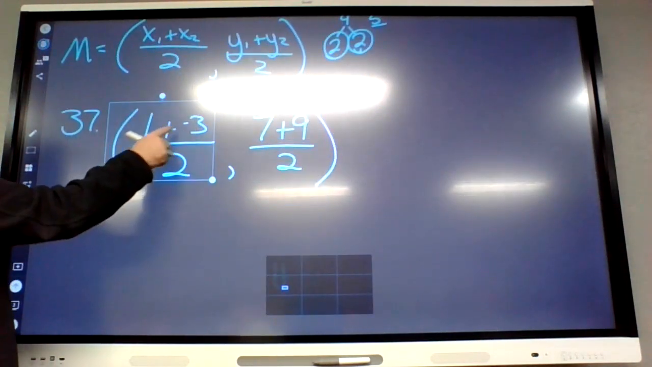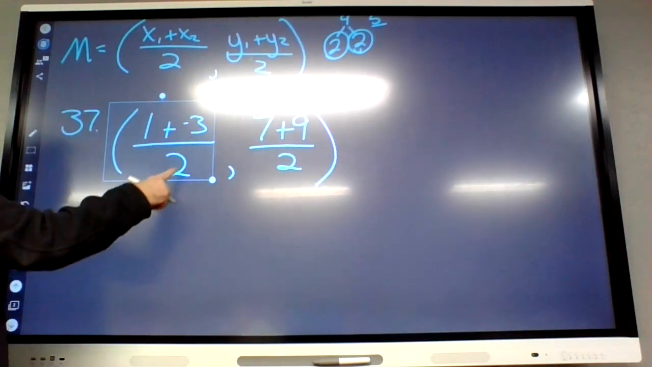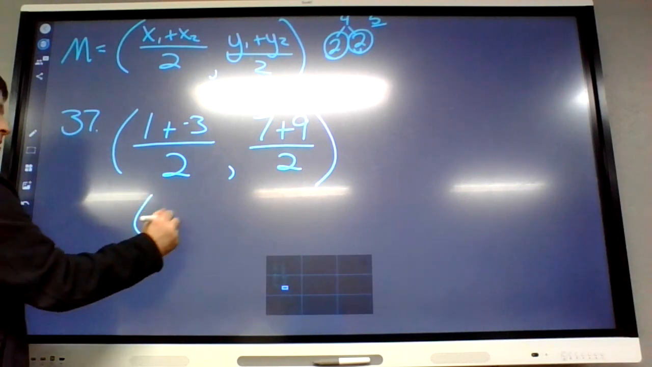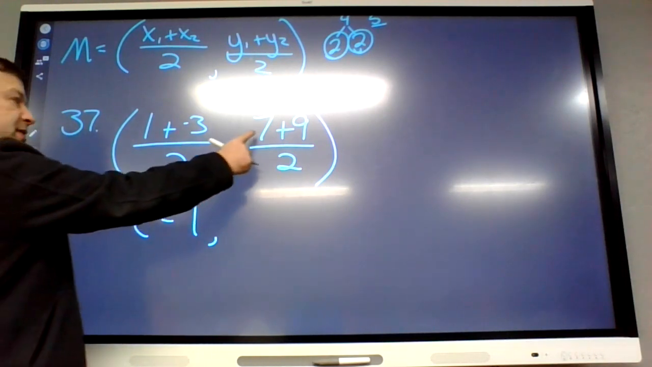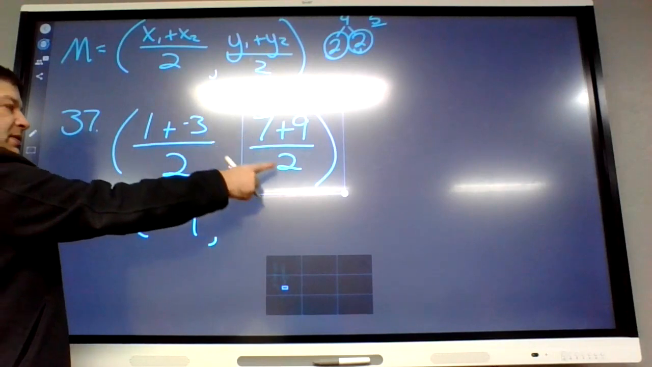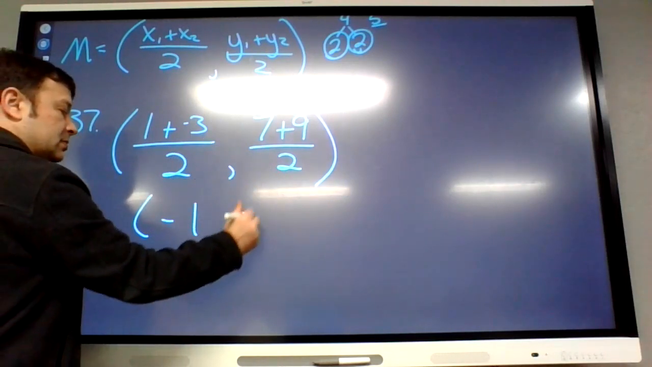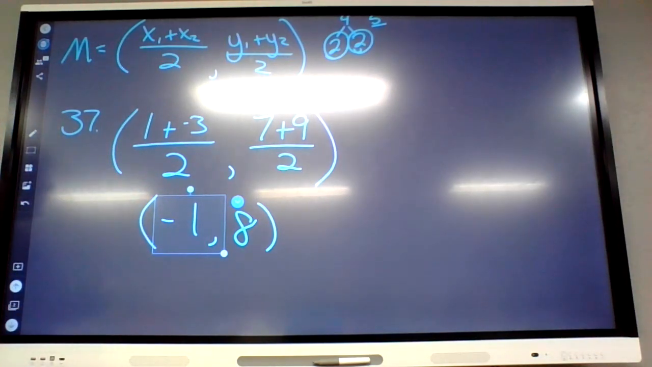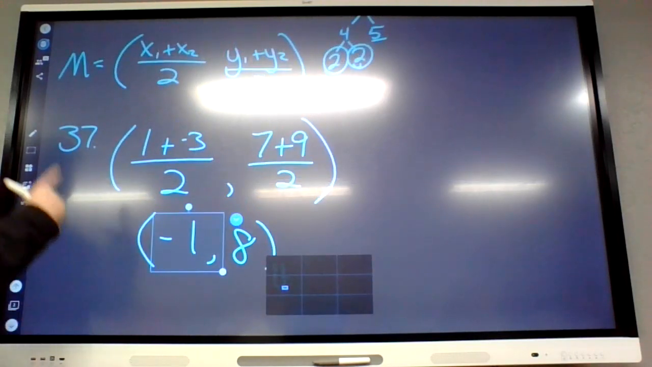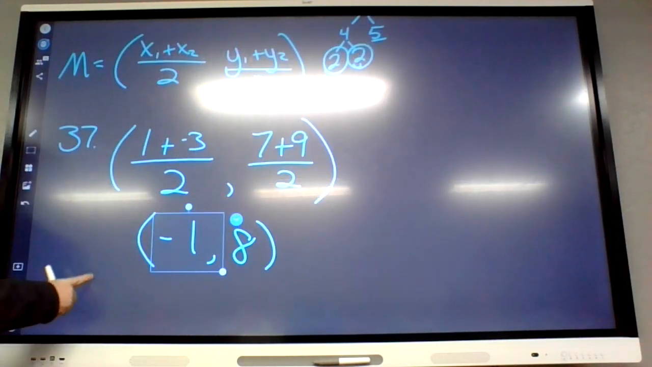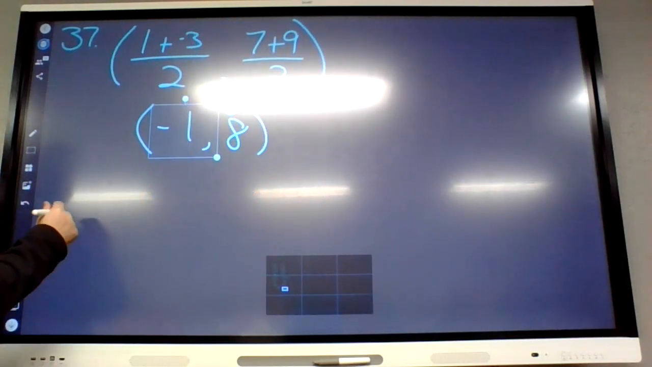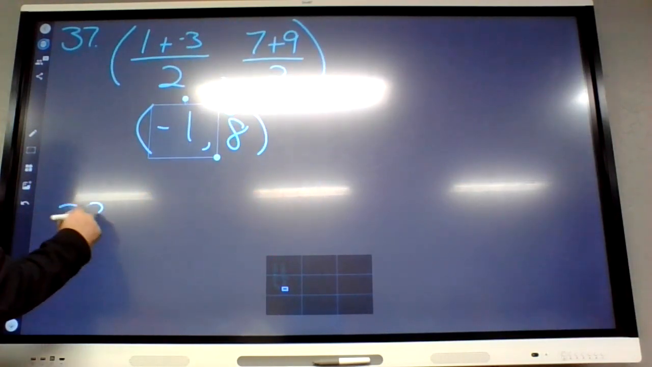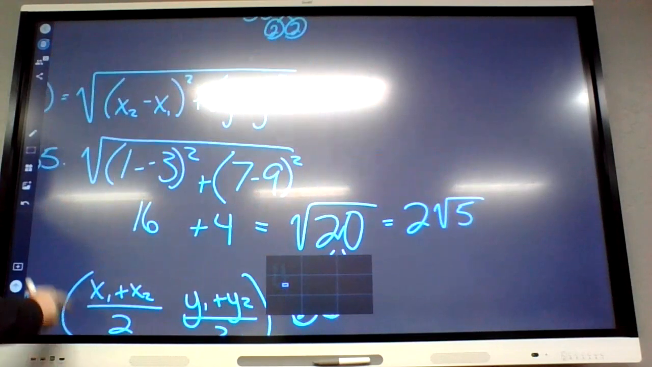7 and 9. Okay, 1 plus negative 3 is negative 2, divided by 2 is negative 1. 7 plus 9 is 16, divided by 2, 8. So the midpoint is two different numbers because these are coordinates on like the graphing, coordinates. The distance formula gives you one number, just the distance between those two points. Wait, how do you find the distance again?